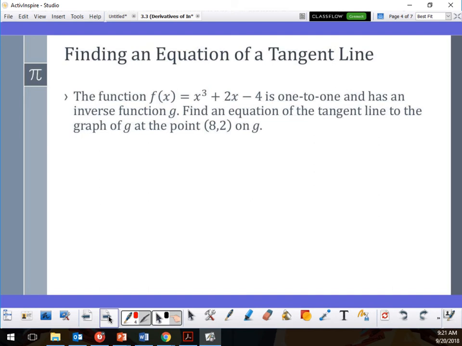So we say that for this, it has that g of 8 is 2 and f of 2 is 8. I'm making sure because this one's a weird one, and I don't want to screw this one up too bad. So with the tangent line, I'm looking for g prime of 8.